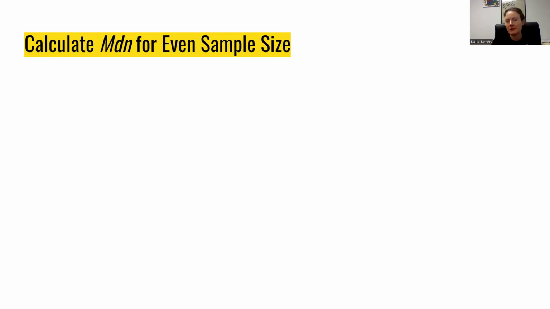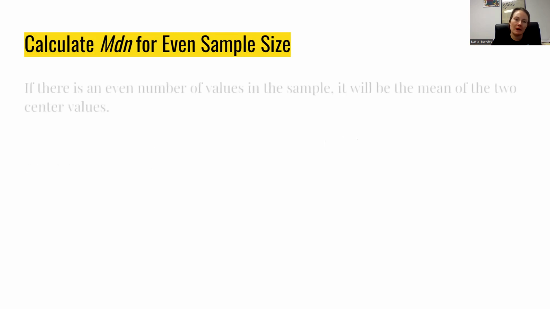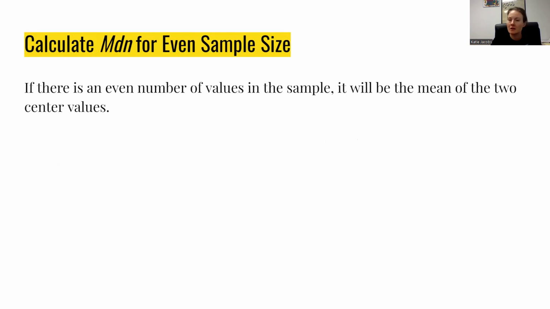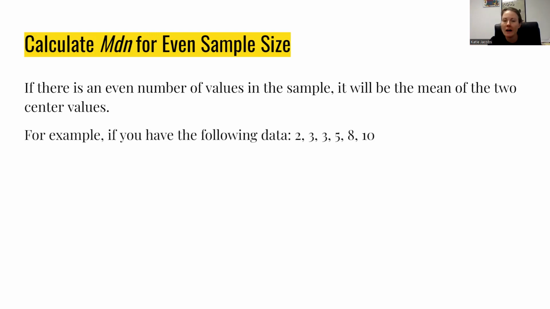To calculate the median for an even number of participants, you're going to line your data set up from the smallest value to the highest value, and then you're going to take the mean of the two center values. So for example, if we had the following data set, 2, 3, 3, 5, 8, and 10, what would you do? Go ahead and figure this out on your own before we move forward.